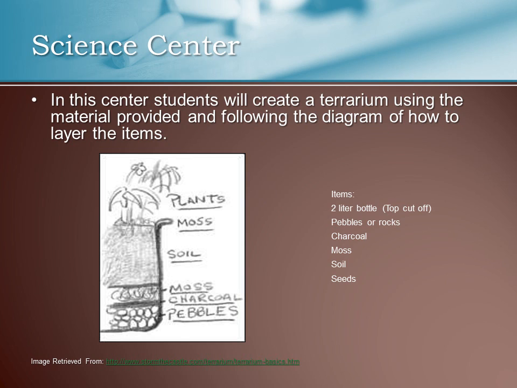Then the students will get an example such as the one on your left, which shows how the terrarium should be set up. So they will know that the pebbles go on the bottom, then they'll do a layer of charcoal, then moss, soil, then they'll add the seed, and then put a little bit more moss on, and then they will observe as the plant grows and develops.